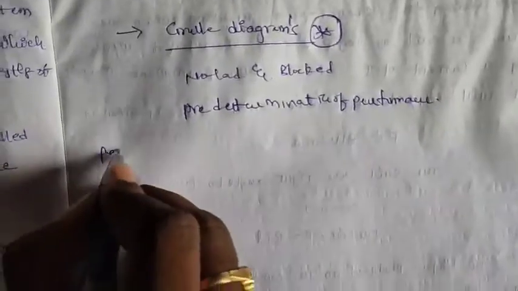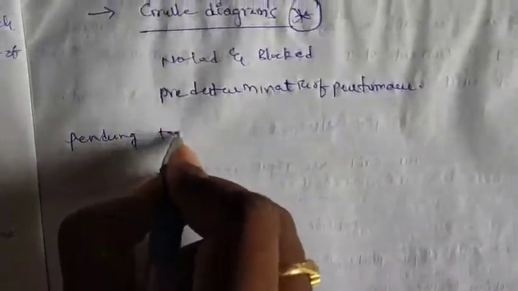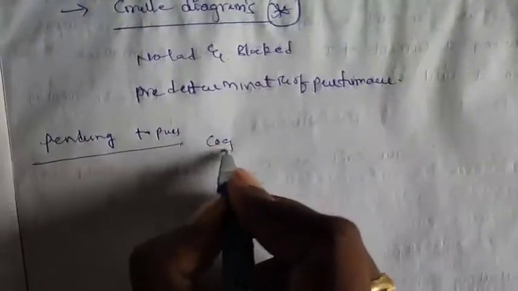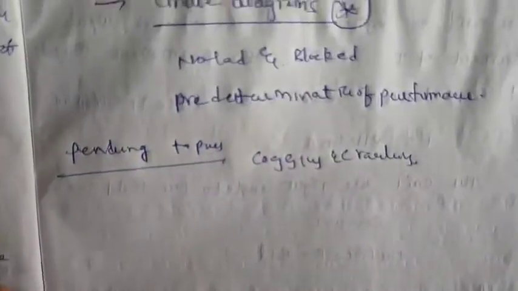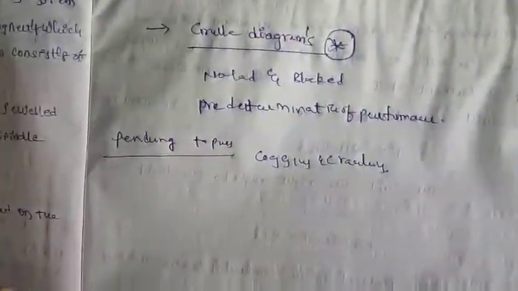The only pending topics in the 4th unit are cogging and crawling. I forgot them at that time, so tomorrow's class I will finish the 2 topics. Up to these topics we have completed the 4th unit. In this 4th unit we expect a question on the circle diagram. We have to learn all topics, but definitely expect the circle diagram.